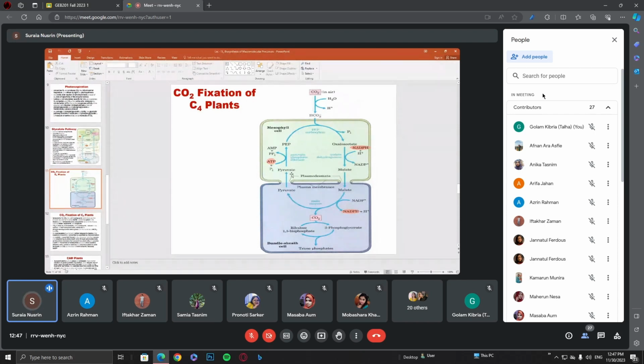So pyruvate goes to the mesophyll cell by the plasmodesmata, and pyruvate then undergoes a phosphorylation reaction by the enzyme pyruvate phosphate dikinase, because two phosphate groups are added to the pyruvate, and you can already see ATP is degraded into AMP and inorganic pyrophosphate, and we get phosphoenol pyruvate, which is ready to accept another molecule of bicarbonate. Okay, so that is the carbon dioxide fixation pathway happening in C4 plants. So the description is here.